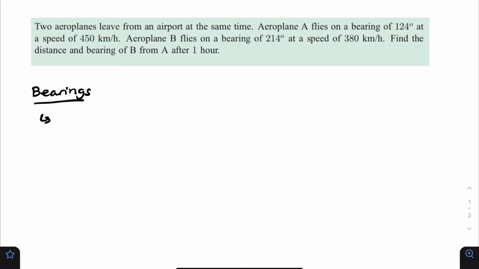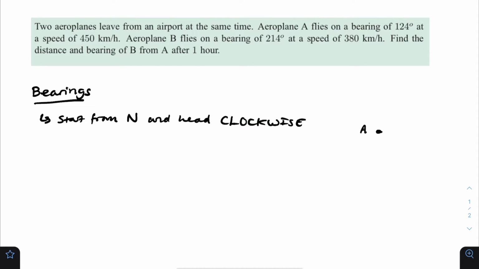Firstly, you have to start from north and head clockwise. So what that means is that it says airplane A flies on a bearing of 124 degrees. Let's say this is airplane A. You would draw a direct line up north, just a straight line north. And then it's going 124 degrees clockwise, which would look something like this, which would mean that airplane A is heading in this direction, 124 degrees.